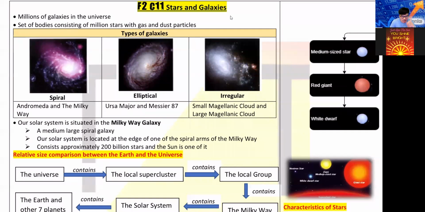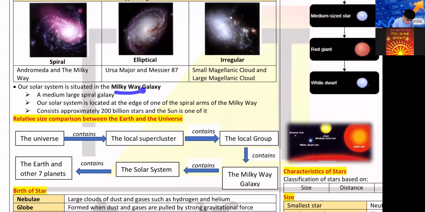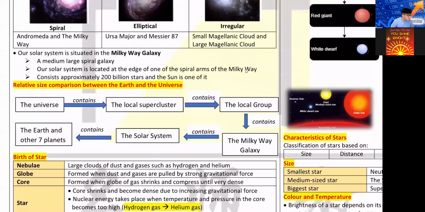Galaxies are classified by their shapes. These are so far the 3 shapes that we know. Our Milky Way, Bima Sakti, is an elliptical one. Sorry, it's a spiral one. We are the spinny one. That's all you need to know. It's not really important. Don't go and memorize all these, like Andromeda, Ursa Major. No, no, no. That's not your concern. You don't need to know.